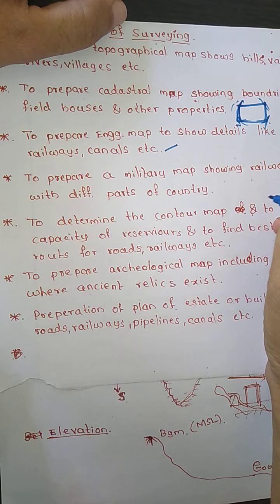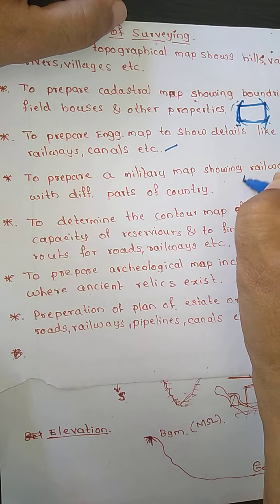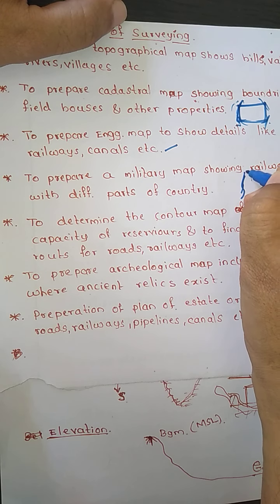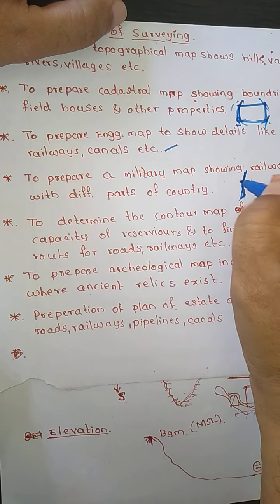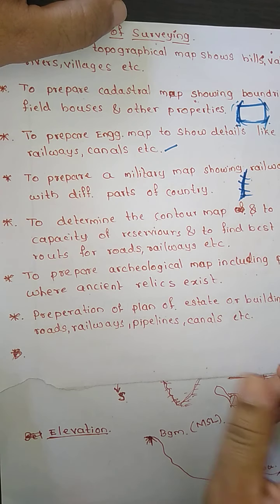Then, to prepare a military map showing the railways and communication with the different parts of the country. Suppose different parts of a country are there, how we are going to connect them by a railway line, that we will get from it.